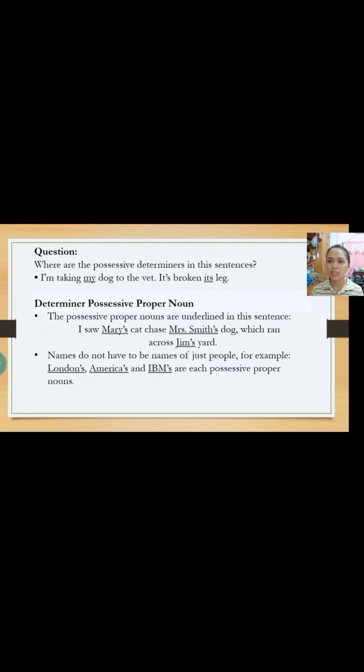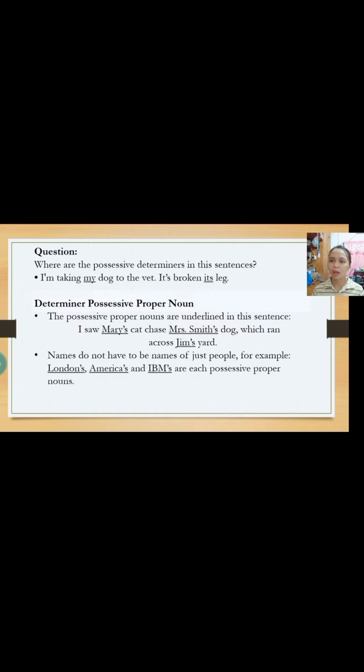So in these sentences, I'm taking my dog to the vet. It's broken its leg. The possessive pronoun determiners are my and its because in the first sentence, my dog, the possessive pronoun determiner comes first before the noun. Now for the second sentence, it's broken its leg. This is the same as the first sentence because the possessive pronoun determiner came first before the noun.